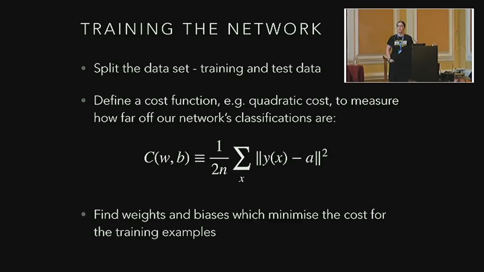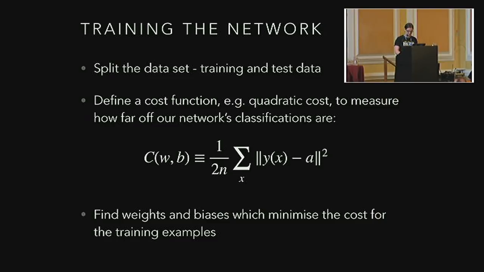What I'm going to do is define a cost function for the performance of my network's classification on the training data. You can pick whatever cost function you like. I'm going to go with a quadratic cost. It's nice and simple. We're just going to measure the difference between what the network predicted and what the actual result was, and average that out over all the examples.